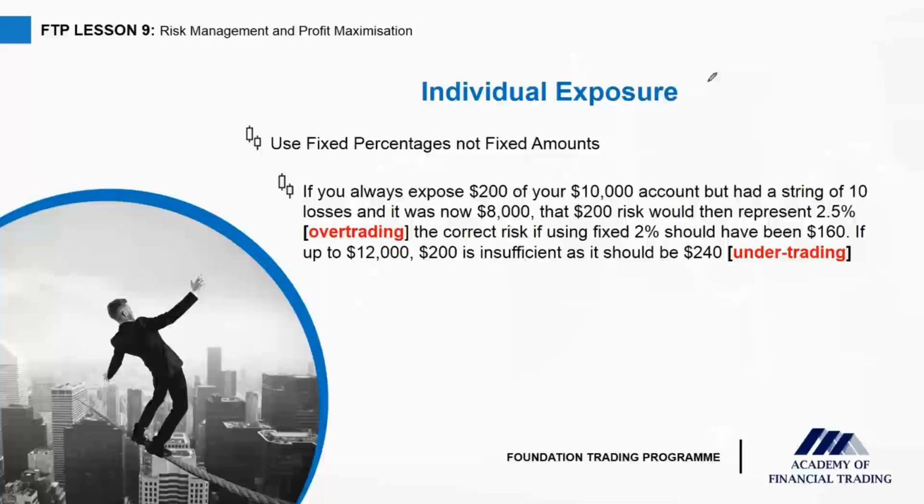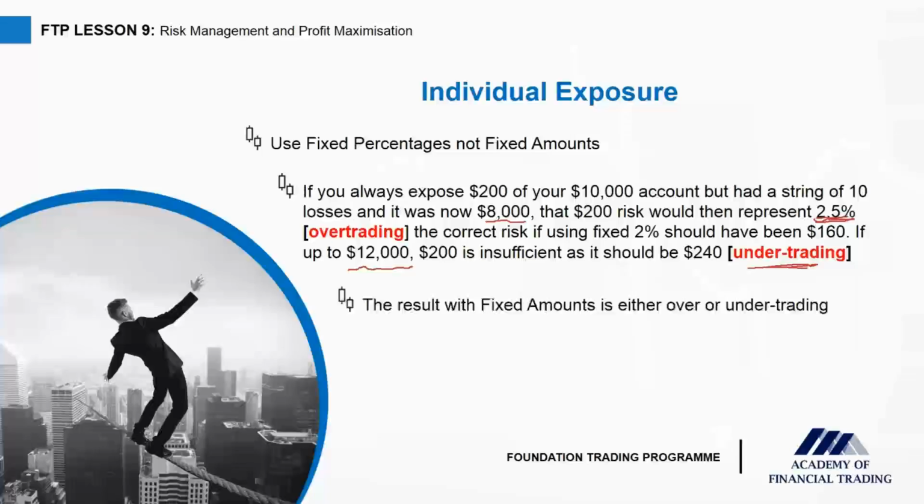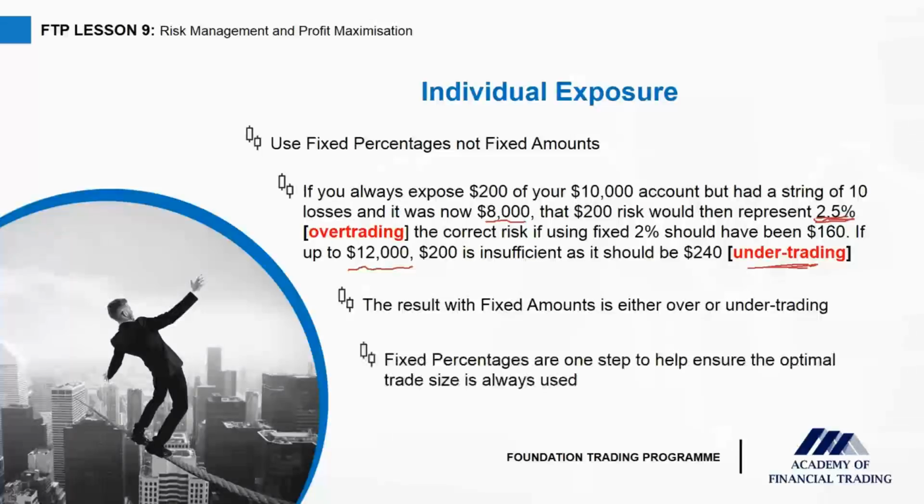But if you had 10 losses, your account would be down to 8,000. That 200 is then 2.5% of your trading capital. Okay? So you're risking a higher percentage level of your trading capital. So now you're wrong and you're also risking more, which is a bad idea. You're over trading. And what's worse is if the account was up, imagine the account was up to 12,000, you're now risking a smaller amount. You're under trading despite the market telling you that you were right. So we like working off percentage levels in all instances.